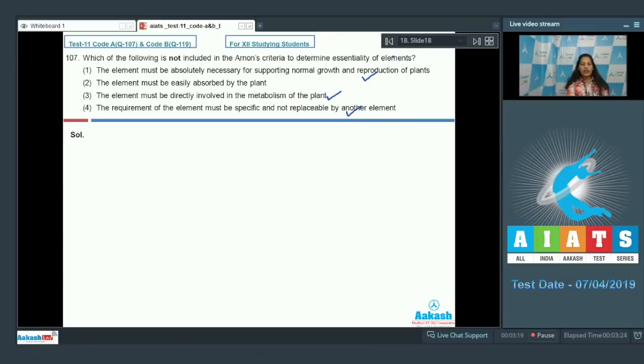See the second option that says the element must be easily absorbed by the plant. No, this was not the criteria. So the correct option for the given question is option number 2. Let's move to the next question.